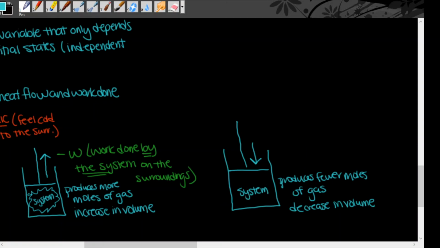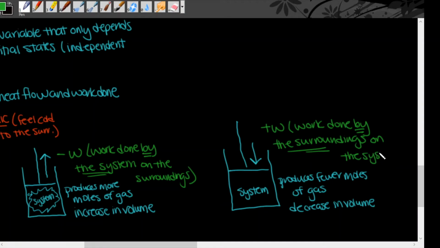And so the sign that we assign for that is a positive W. This is work done by the surroundings on the system. And of course, both of these things can be happening at the same time, right? We can have heat transfer happening and work being done at the same time in the same reaction.